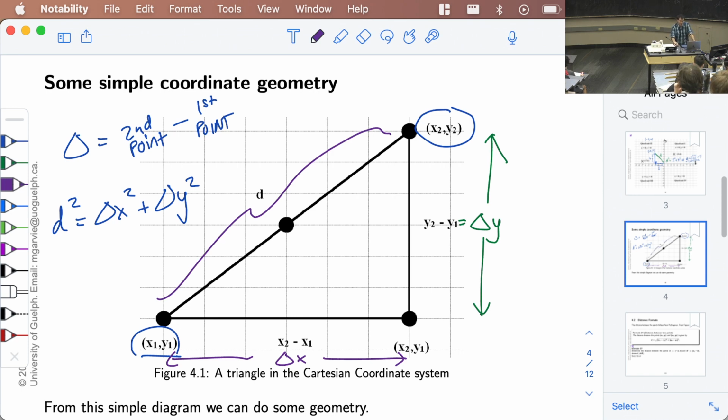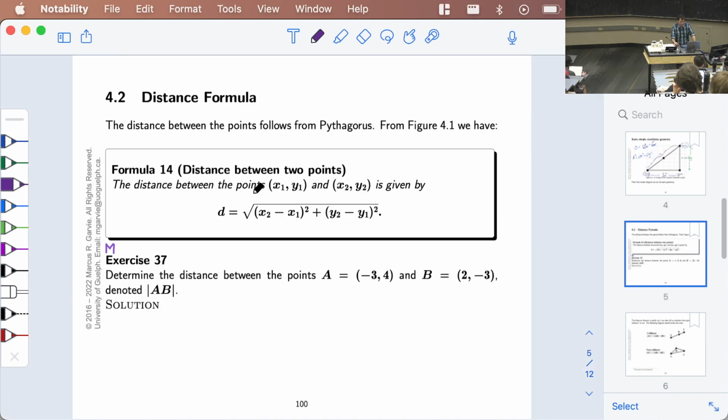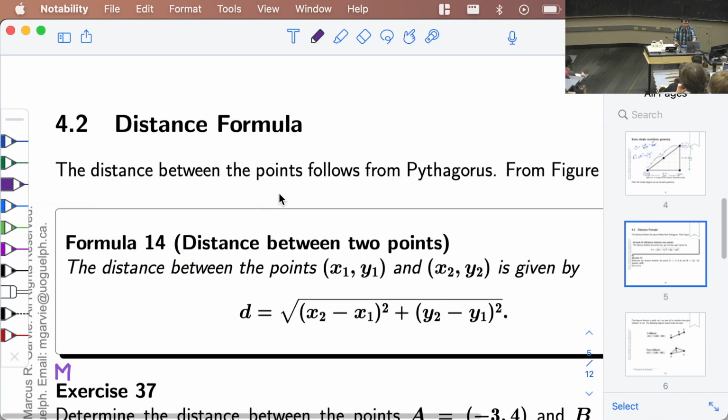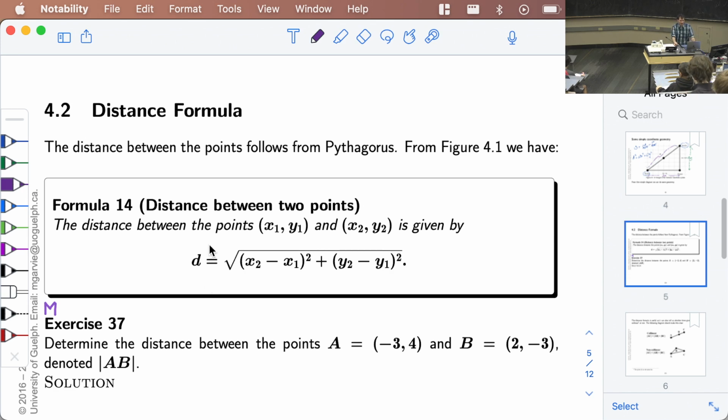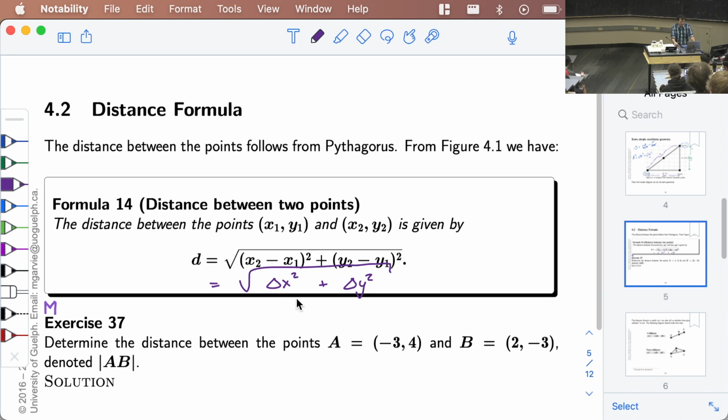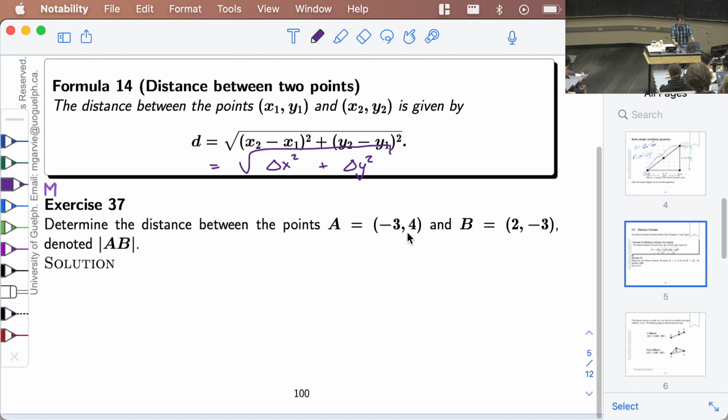So on the next page, they've written this down as a formula. The distance between 2 points, there's a formula for d, but it really comes from rearranging what we just have, Pythagoras. So this is delta x squared plus delta y squared, and you do the square root. OK. So now you know how to do it, even if one of the points isn't the origin, and you can calculate the distance between 2 points.